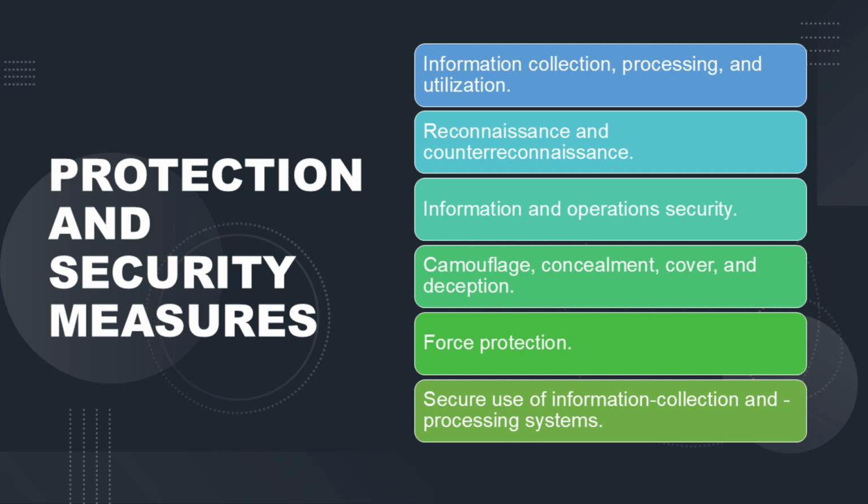The purpose of protection and security measures in information warfare is to protect the threat's information infrastructure, maintain threat capabilities for effective command and control, and deny protected information to other actors. The threat continues to develop capabilities to effectively preserve its command and control at all levels of command. Protection and security measures conducted as part of information warfare include information collection, processing, and utilization, reconnaissance and counter-reconnaissance, information and operations security, camouflage, concealment, cover, and deception, force protection, and secure use of information collection and processing systems. Information and operations security is used to protect the physical and intellectual assets used to facilitate command and control.